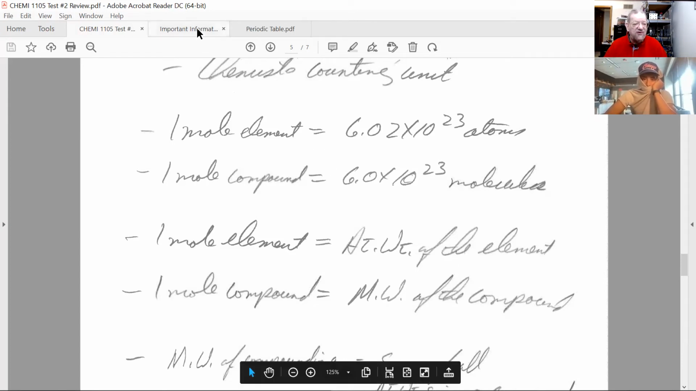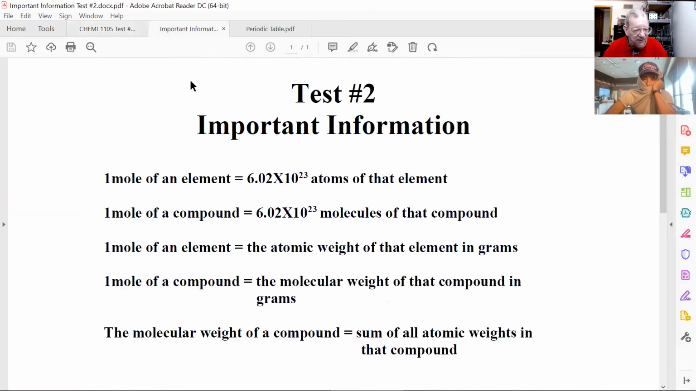Before test number 2, while you're studying, I would highly recommend you look at test number 2, important information. This is stuff that will be on the last page of test number 2 that you either print out or look at on screen, however you take the test. Students used to have to memorize these, but for over 2.5 years now, I just want to test your knowledge of using this in a chemical question, as opposed to also testing how good your memory is.